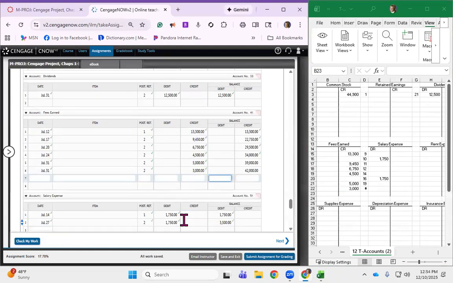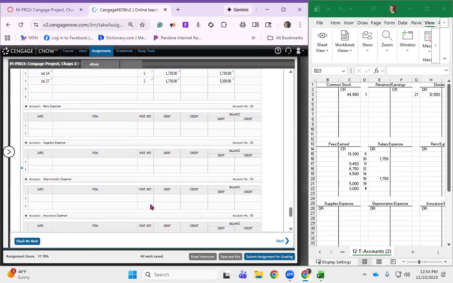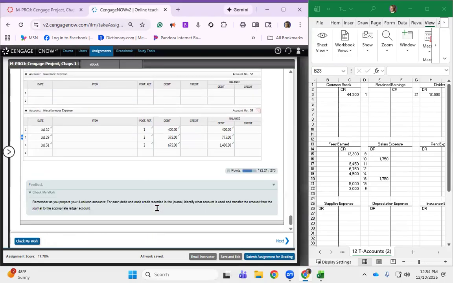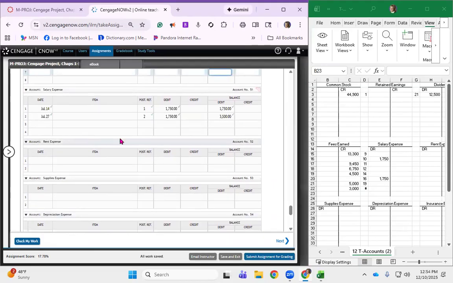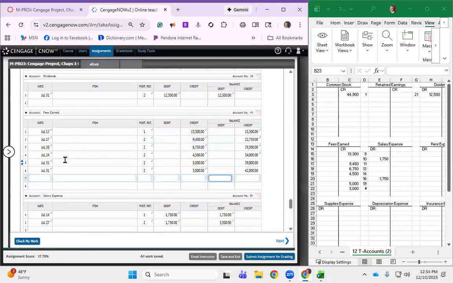Okay, and it looks like we've got a couple more to go. And remember, fees earned will be closed. So will all these expenses. They will be closed. Okay, so we're not really surprised that we're not quite done yet, because we have to do adjusting entries and then we have to do closing entries too. Okay, so I think, let's check one more time.